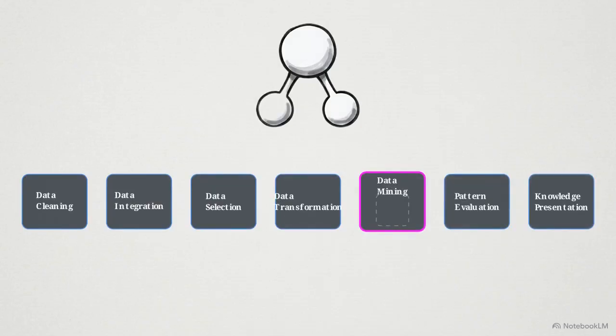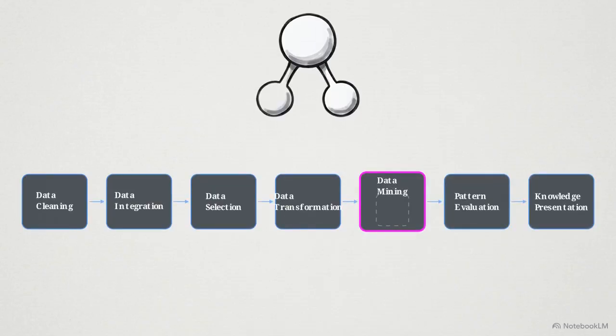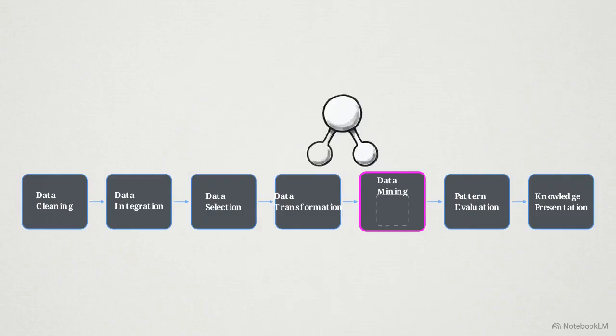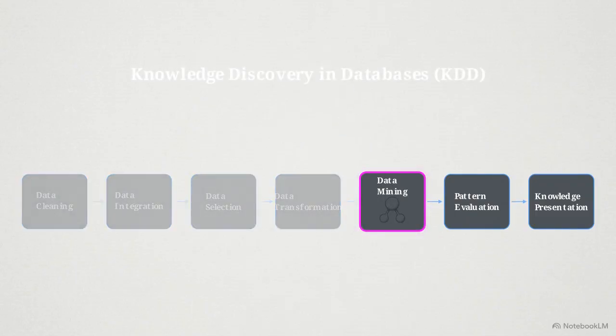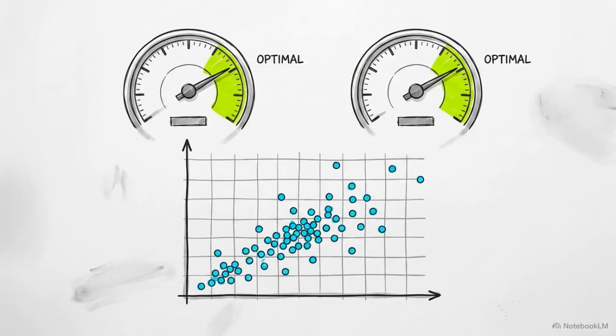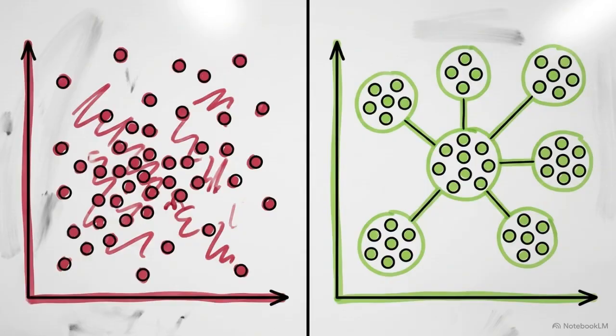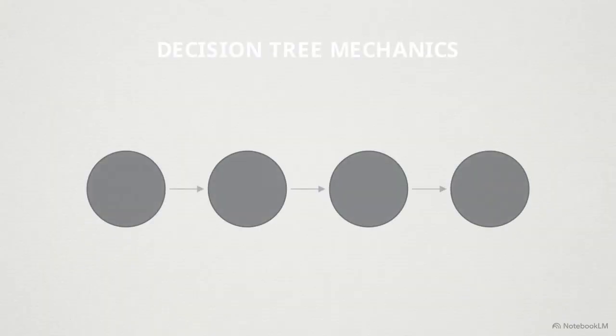This diagram shows where the decision tree operates inside a corporate enterprise. The tree is simply the mathematical engine, executing the data mining phase within the broader 7-step Knowledge Discovery in Databases, or KDD, process. Once the tree forms its rules, the system evaluates the output patterns. Using statistical metrics like accuracy and support, it filters out accidental correlations and ensures the logic provides genuine, repeatable business value.